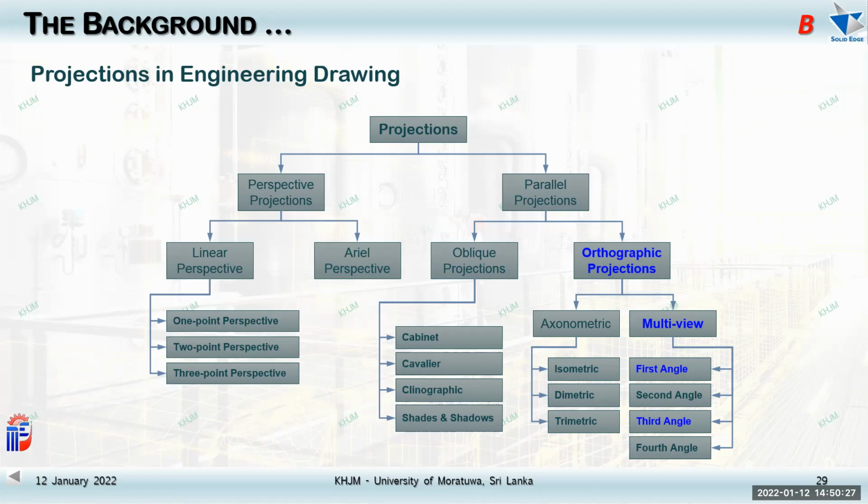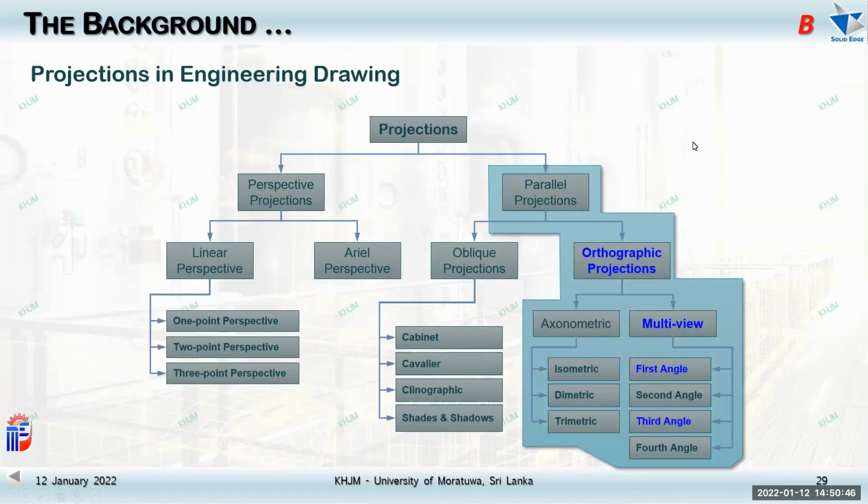At least you should have some idea. First angle, but we don't use second and fourth angle. If possible, someone can find out why we are not using the second angle and the fourth angle. First angle and third angle projections are being used. But in Sri Lanka, we use what? First angle projection. And also axonometric projection, which we call isometric.